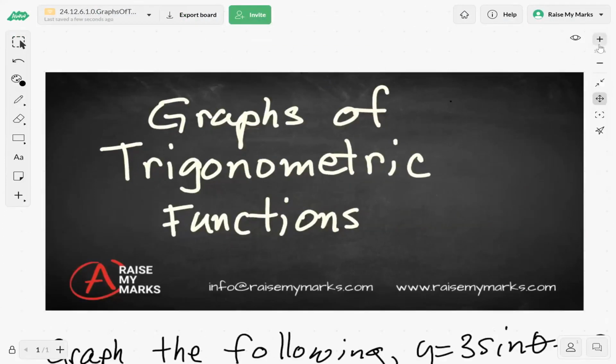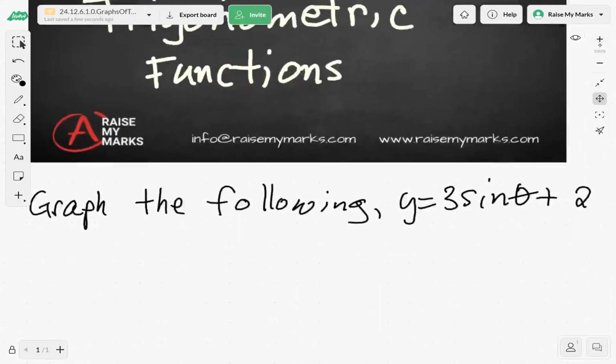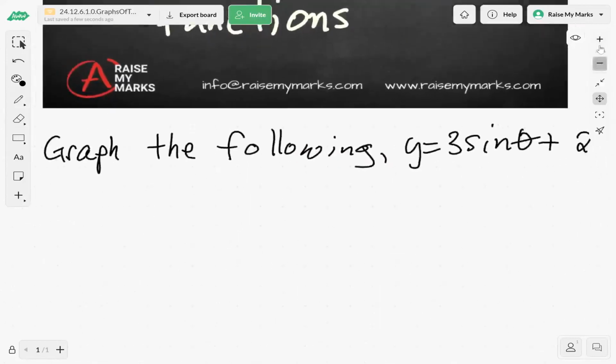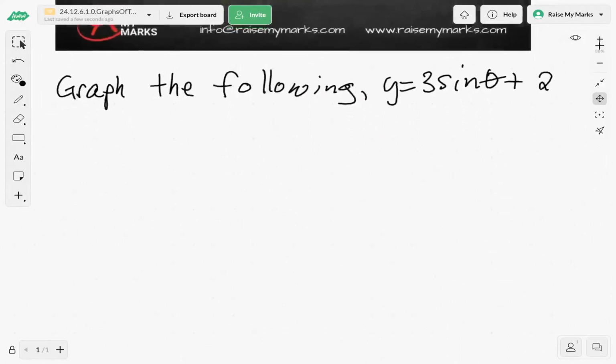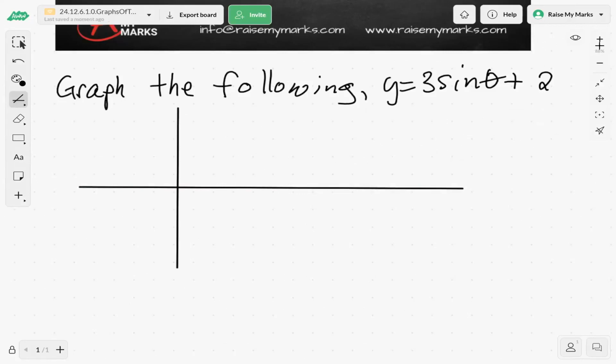So today we're going to look at graphs of trigonometric functions. The first question that we're asked to look at is, we're asked to graph the following function, y equals 3 times sine theta plus 2. All right, so the first thing we're going to look at is the graph of the function sine theta. We're only going to consider one period just to make things easier for ourselves. So let's see what the graph of sine theta, y equals sine theta, looks like for one period.